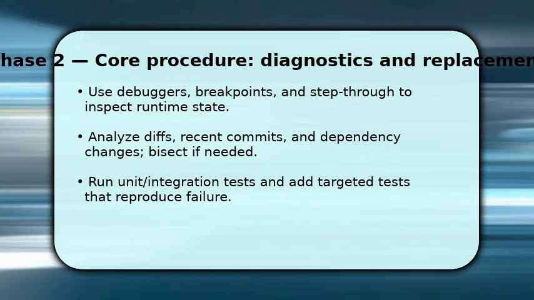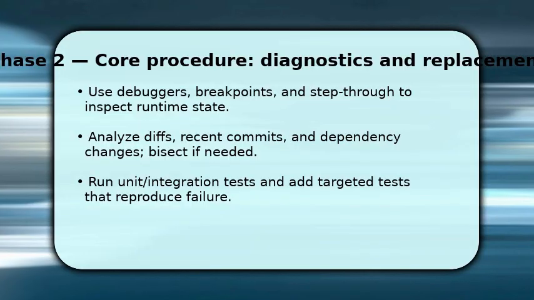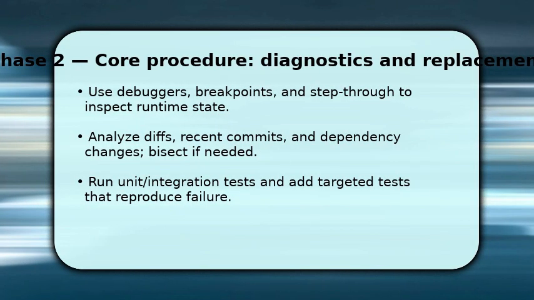Once you isolate the culprit, write unit or integration tests that reproduce the failure to prevent regressions. Make sure to document assumptions and add comments explaining why the new test validates the fix.